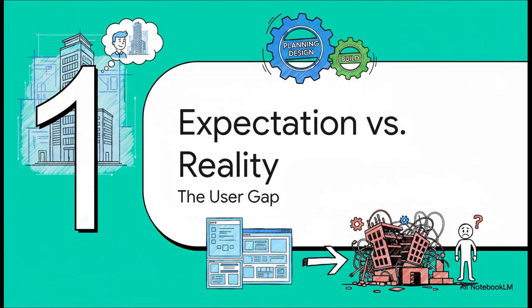So it all starts with this really classic problem, the gap between what a user pictures in their head and what they actually end up getting. And this isn't a small thing. It's a challenge that literally every software project faces, whether it's a simple little game on your phone or the massive, complex systems that run our banks.